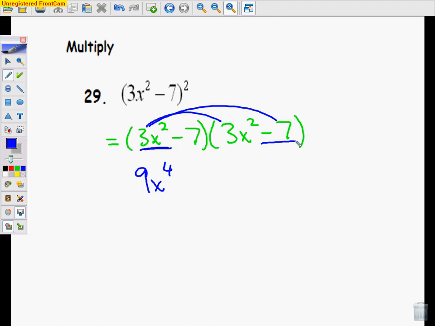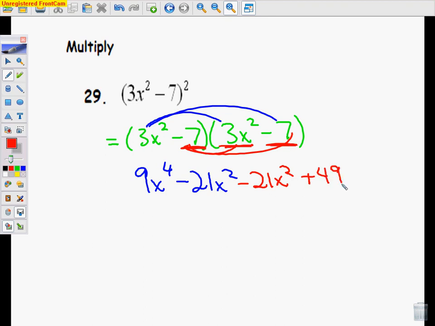3x squared times negative 7, that's negative 21x squared. And then we're going to also distribute this negative 7 here. Do your inner and your last. So negative 7 times 3x squared is negative 21x squared. And negative 7 times negative 7 is positive 49. Now from there, all we're going to do is add like terms. Nothing is like terms with the 9x to the fourth, so we just bring it down. These two, however, are like terms, and that adds up to negative 42x squared. So those are gone, and then we'll bring down that positive 49 that's left. And that's our answer.